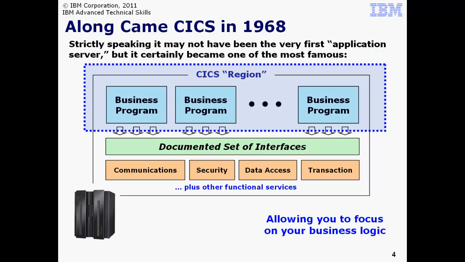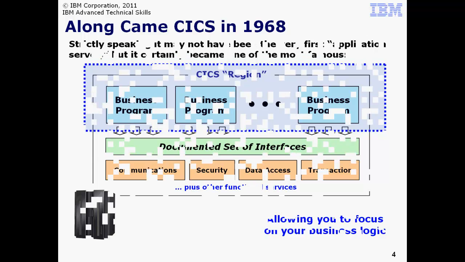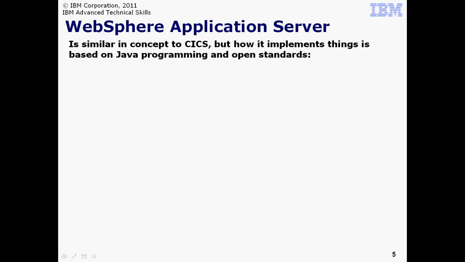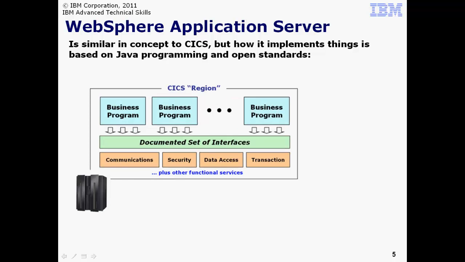CICS became one of the most popular and powerful application servers in the marketplace. And 40 or more years later, it is still going strong. WebSphere Application Server came along well after CICS. WAS has many conceptual elements in common with CICS and a few key differences. To illustrate this, we'll go back to the picture of CICS we showed earlier.